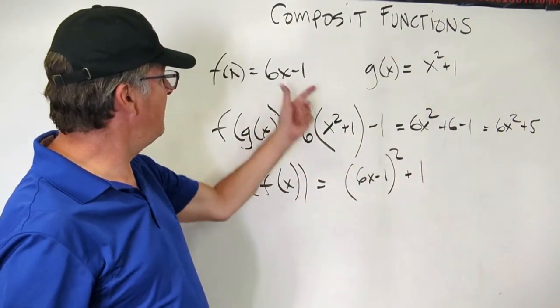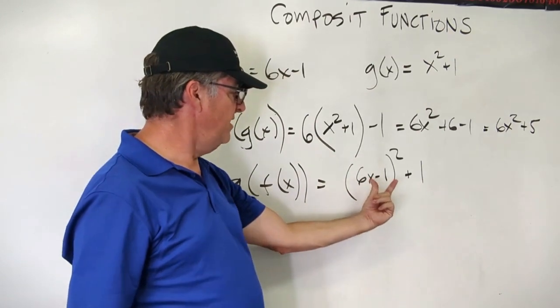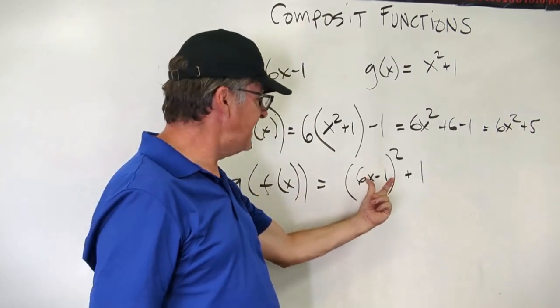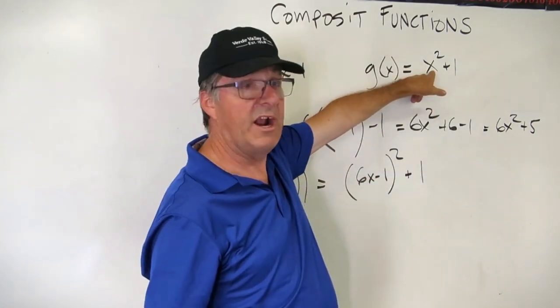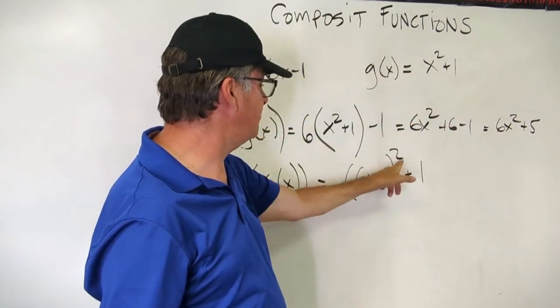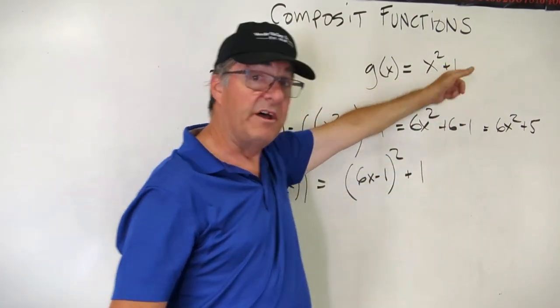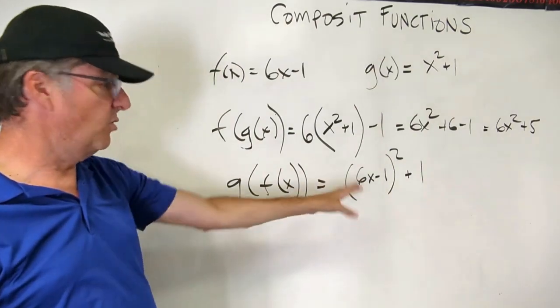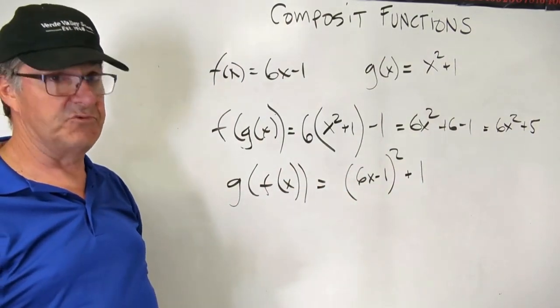So here I took my f of x, which is 6x minus 1. I put that there, and now I'm going to take that 6x minus 1 and put it in where x is here. So that's why I square it, and then I add that 1. Now, go ahead and pause the video. I'm going to want you to simplify that on down as well.